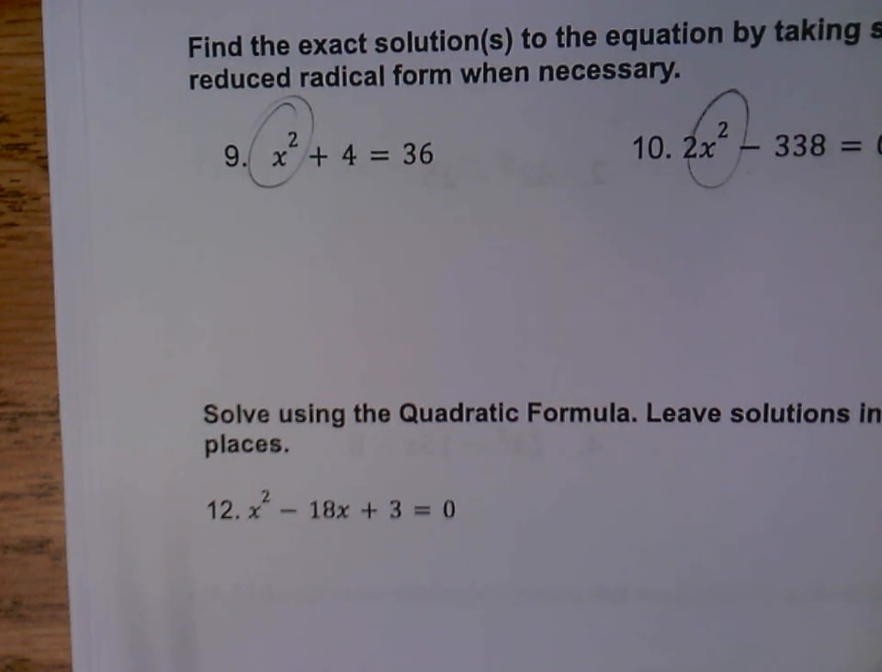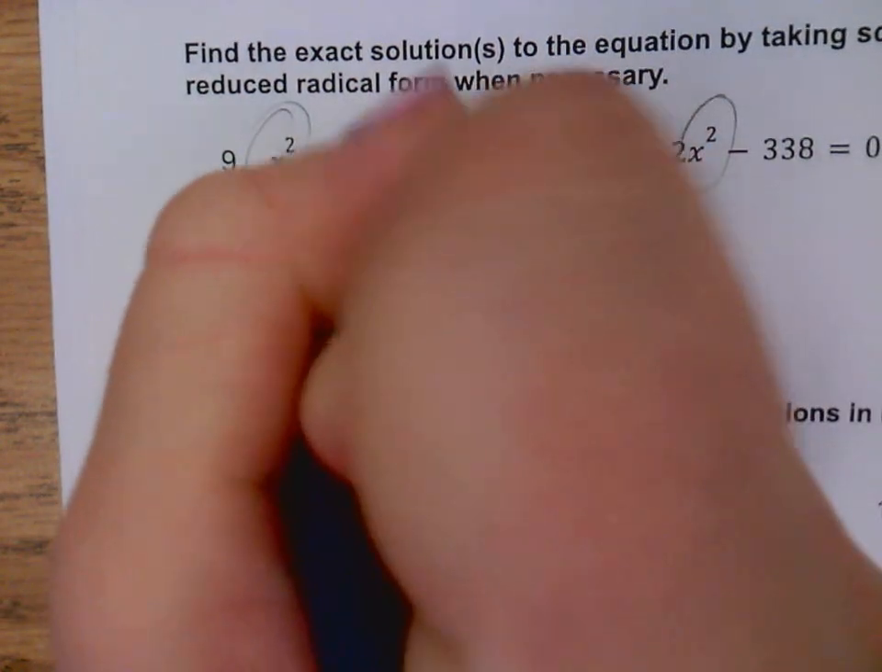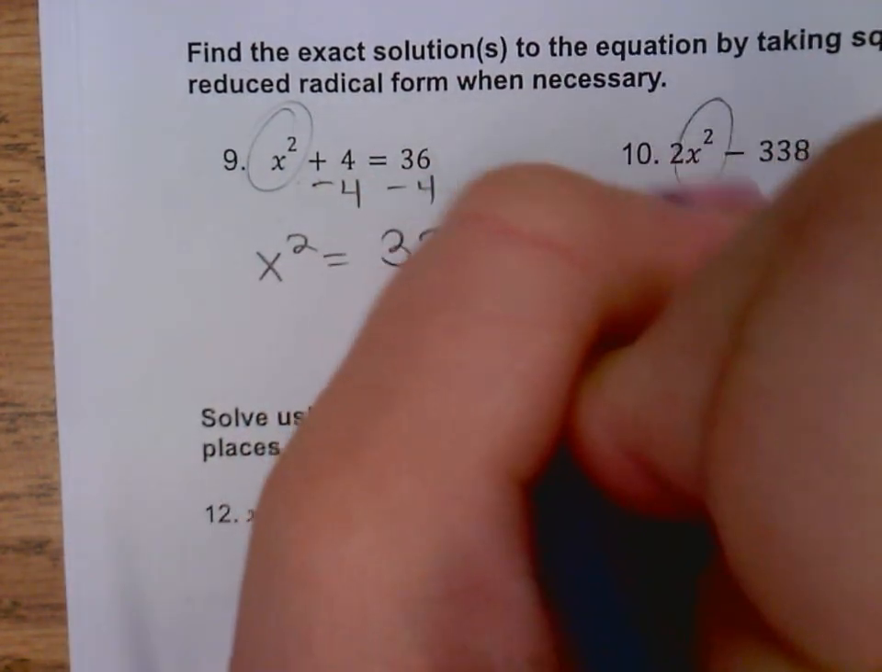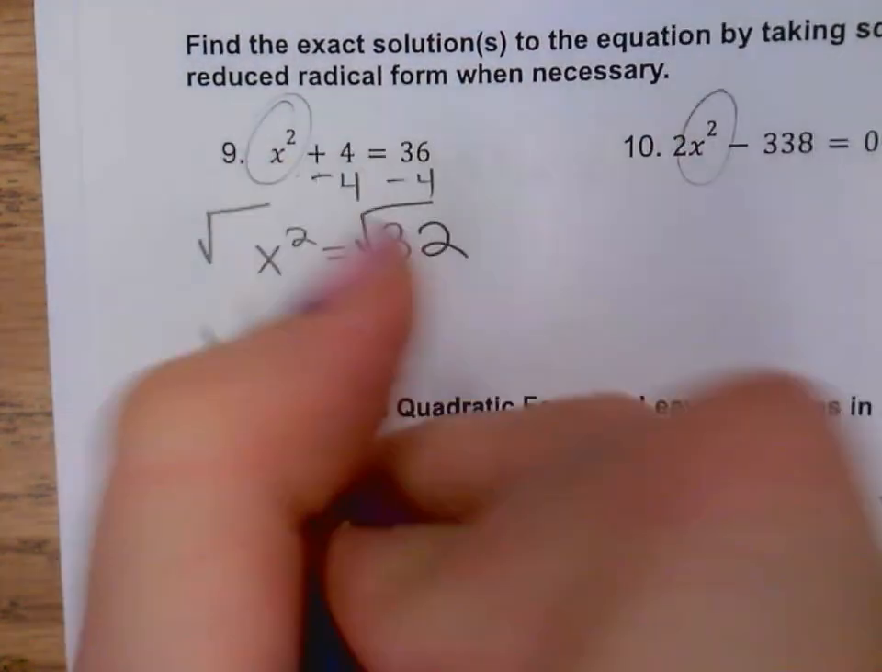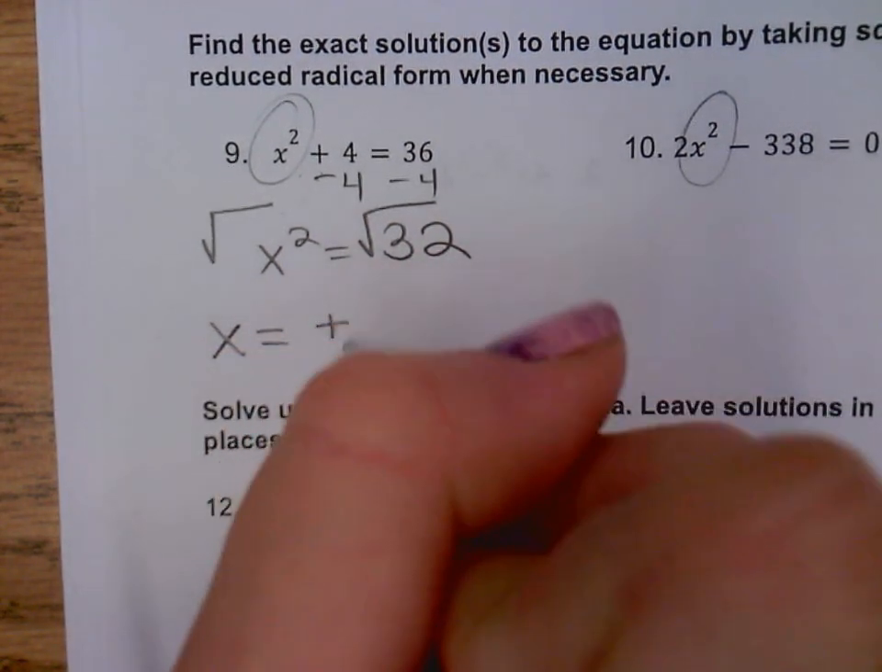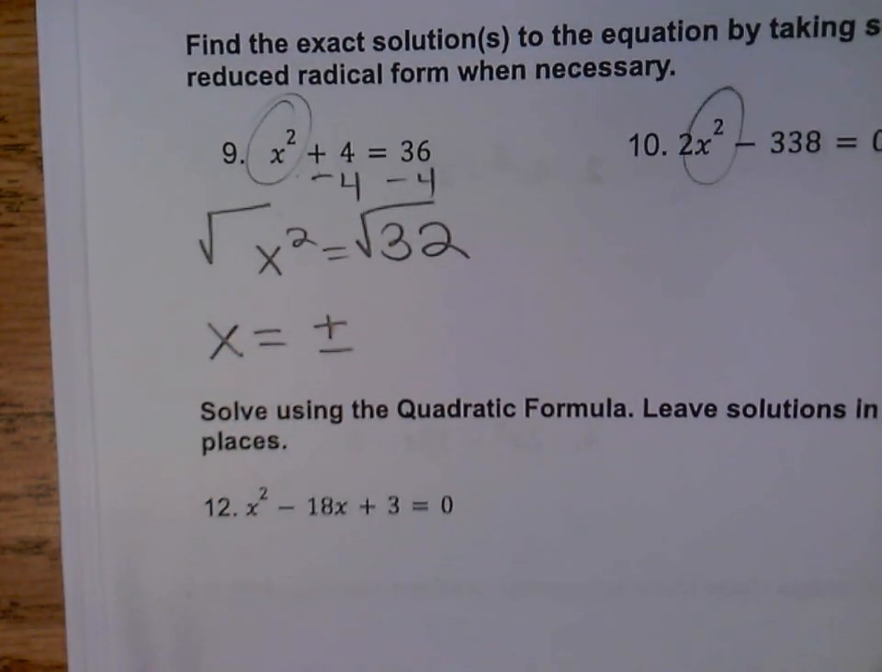So what do I do first on number 9? I got to get x squared by itself. So I'm subtracting 4 and I get x squared equals 32. How do I get x by itself now? This is the solve by taking square roots part. You take the square root of both sides. You say that you get plus or minus, because you always get 2 solutions when you take the square root.